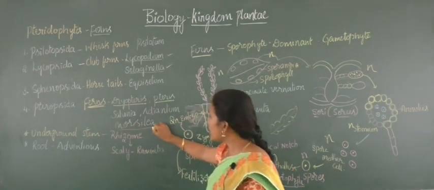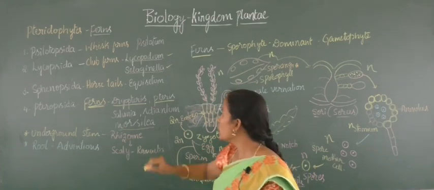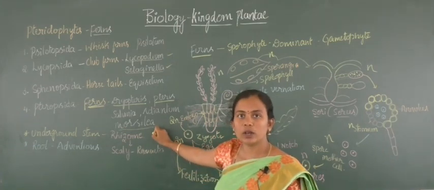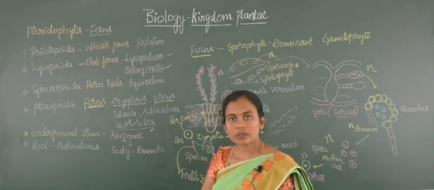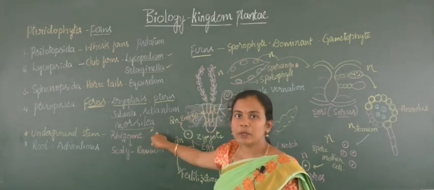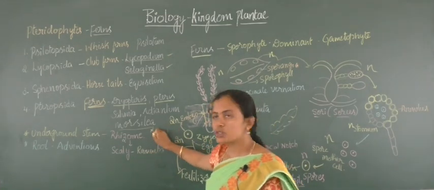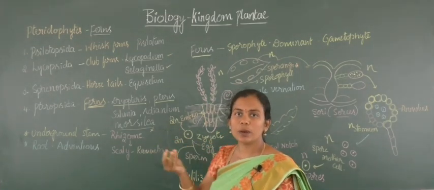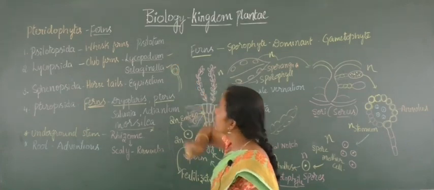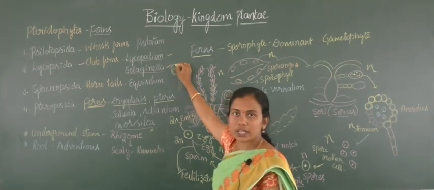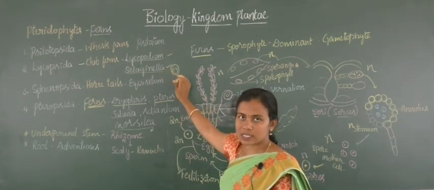Marsilea is a species, which is a water fern, a pteridophyte that grows in water, and this is used as a medicine by tribal people, and this consists of a large amount of starch within the bulb-like structures. So starch deposition happens inside it, so it has more medicinal value.